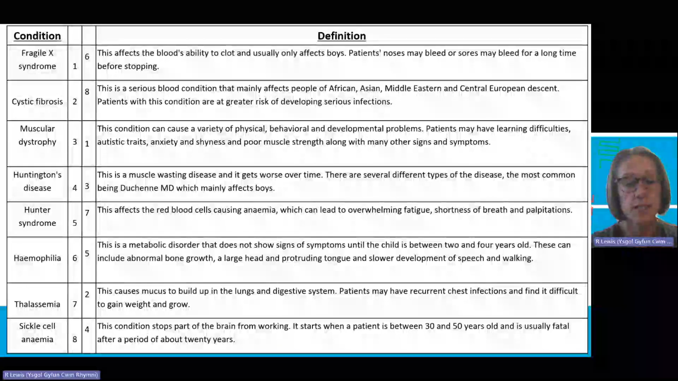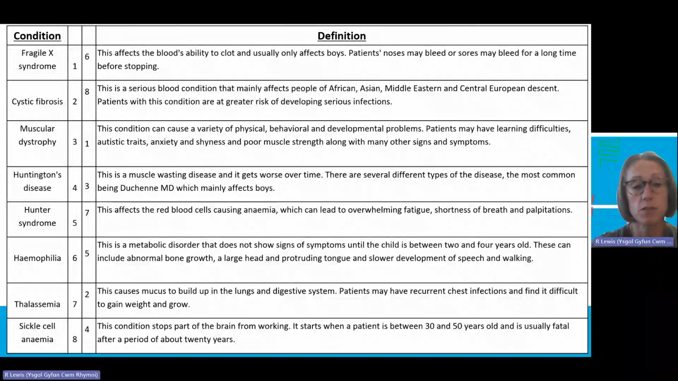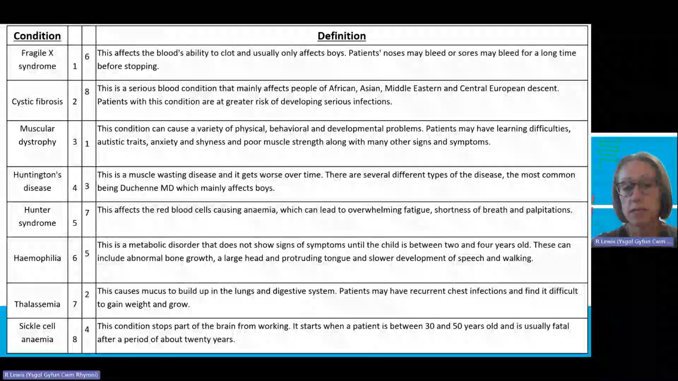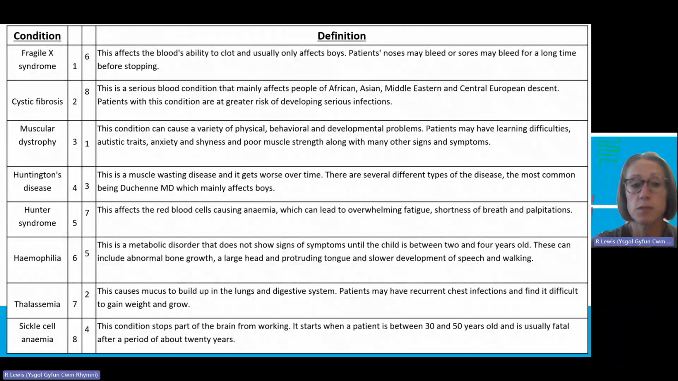Number 5 then is Hunter's syndrome. Hunter's syndrome is a metabolic disorder that does not show signs of symptoms until maybe 2 to 4 years of age. These individuals have abnormal bone growth. They may have a large head, and this is why the percentile chart is used as one of the growth measurements, and also a protruding tongue and slower development of speech and walking.